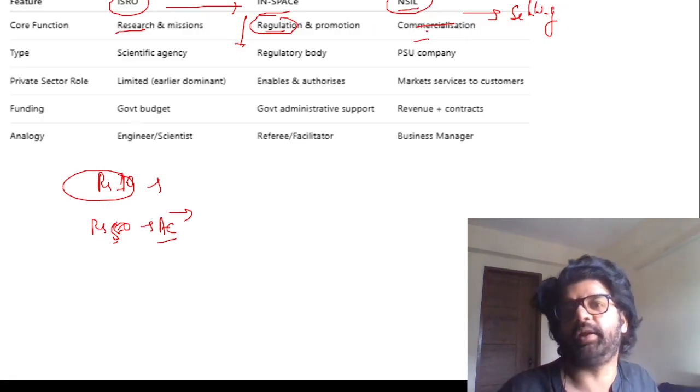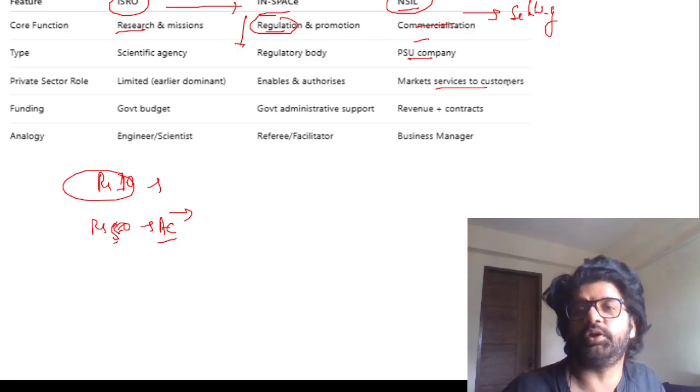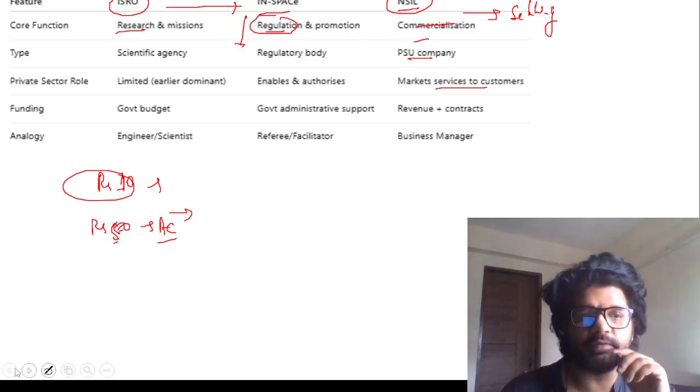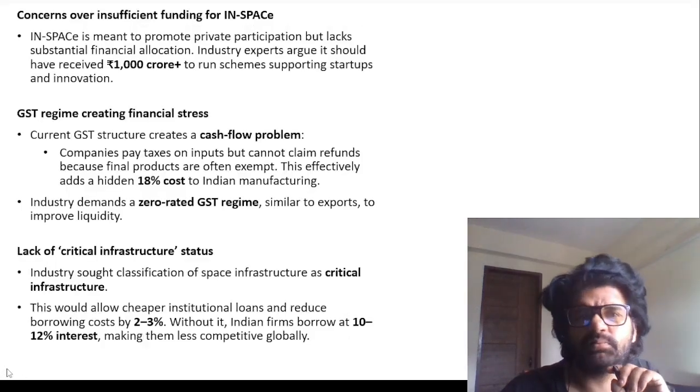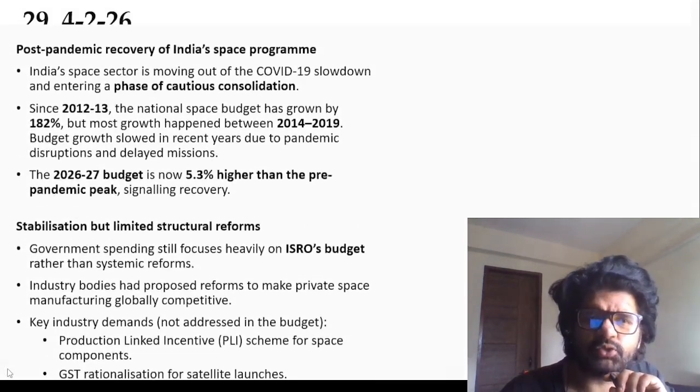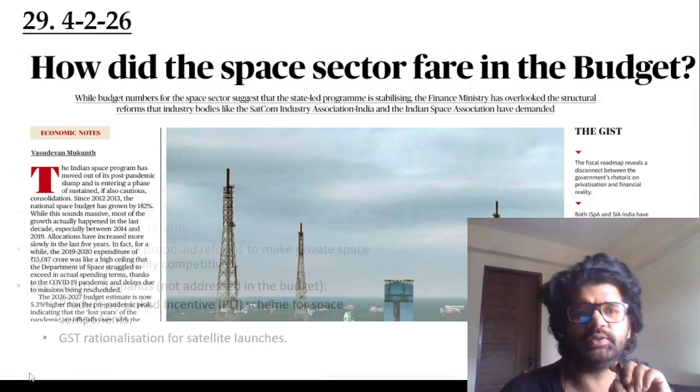So this is done by NSIL, a PSU company, which markets services to customers. Remember these words. So we have InSpace, which is regulating, which is seeing which private sector can do what work. But it's all on paper. So many things have to happen in the space sector. That's what this article is talking about.